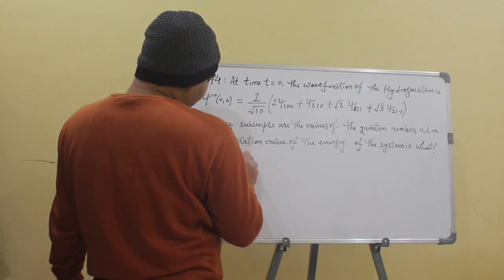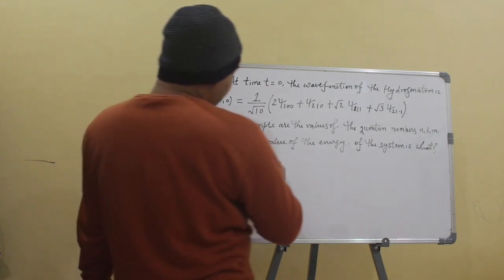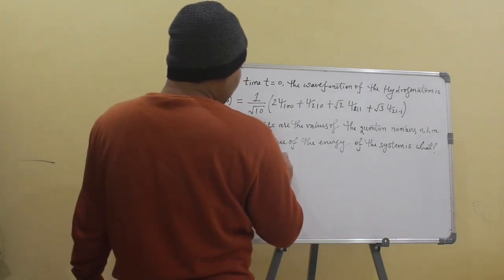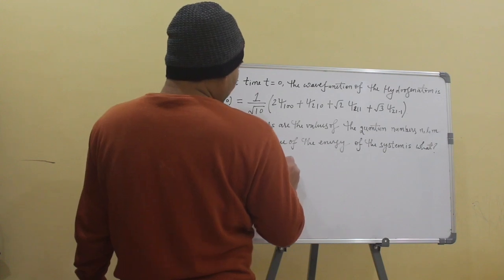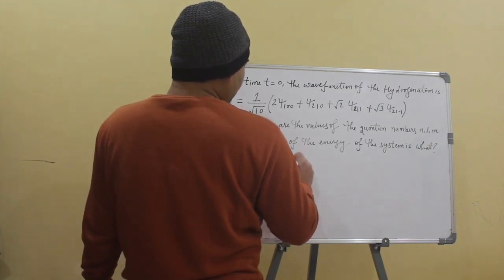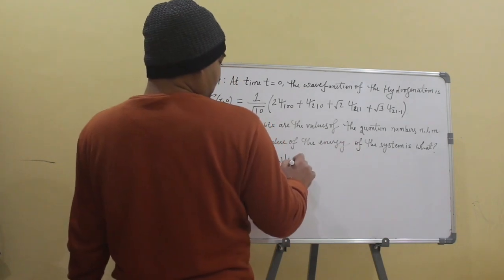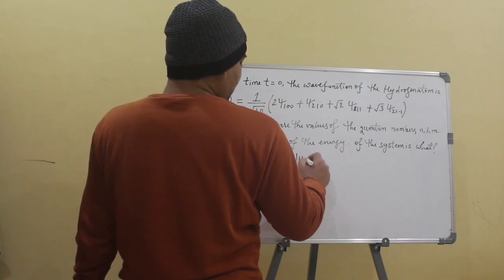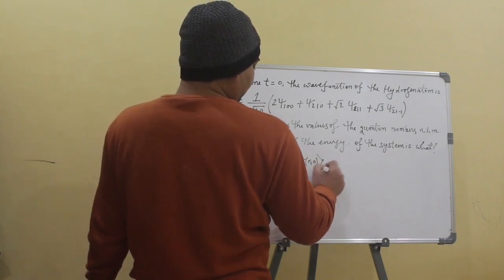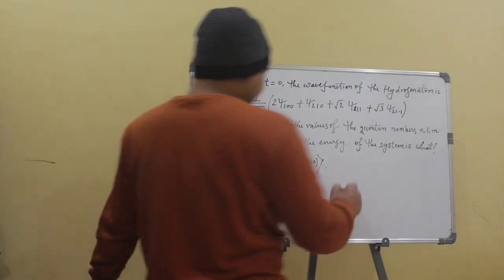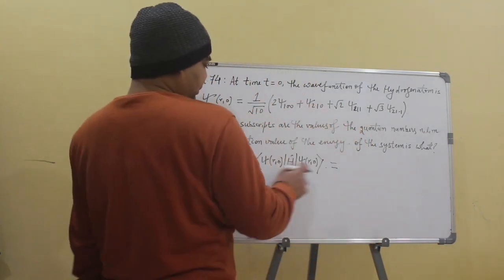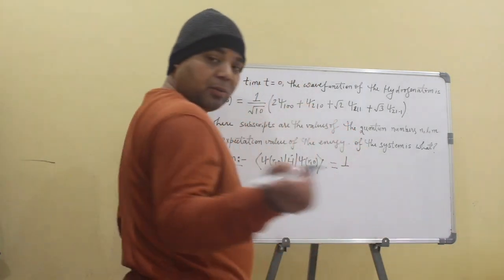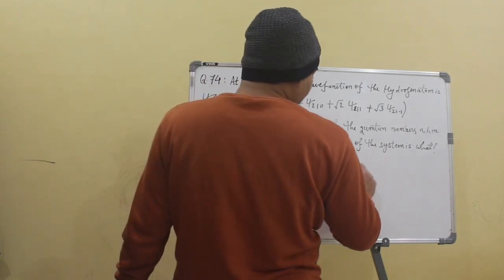You know the formula for expectation value: it is psi(r, 0) H cap psi(r, 0). So it will have several parts. When you multiply, it will give you 1 by root 10 multiplied by 1 by root 10, which is 1 by 10.